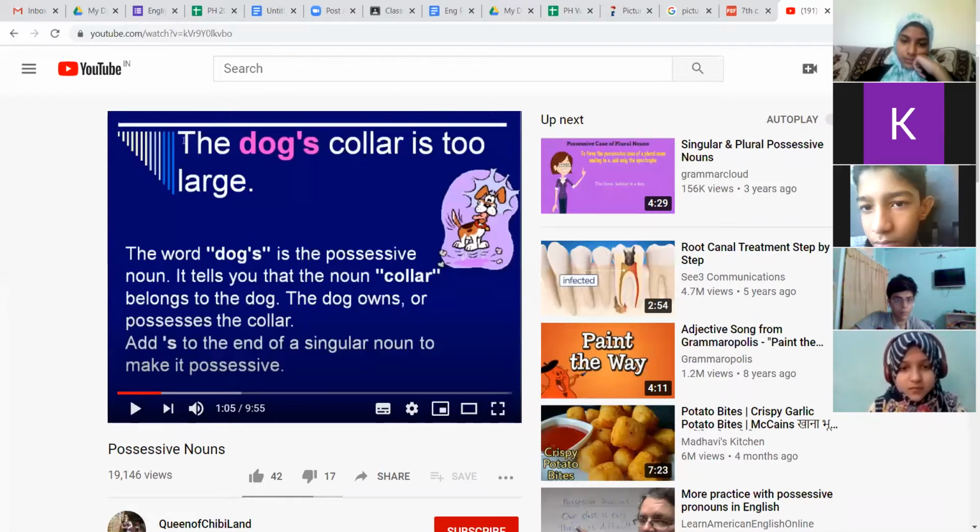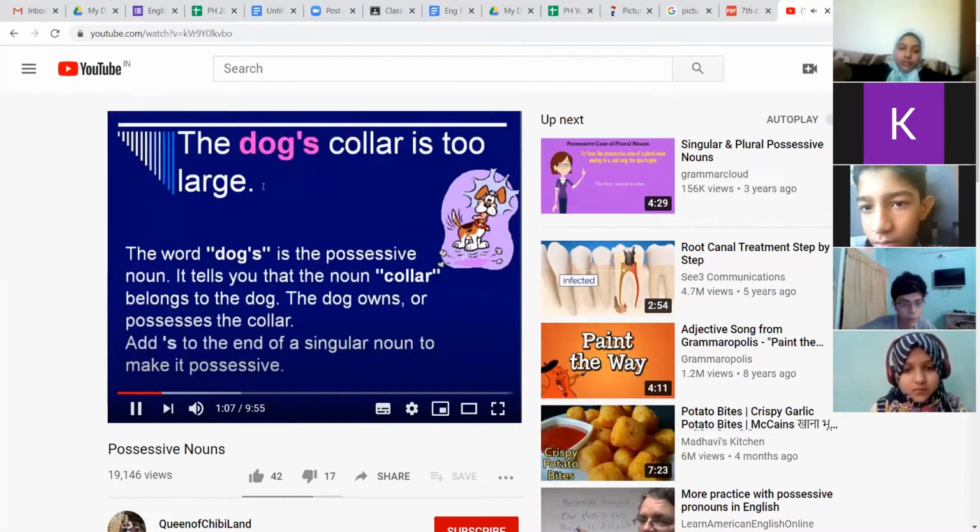Again, I'm repeating, if I just say the dog was running fast, in this sentence, the word dog is a common noun. But if you look at the sentence written here, the dog's collar is too large, where you have an apostrophe S after the word dog. This is a possessive noun. किसका collar बड़ा है? The dog's collar is very large.